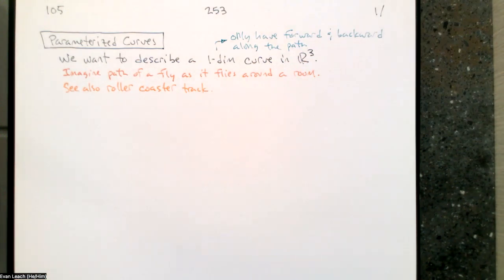So we can also imagine a roller coaster as a one-dimensional curve going through three-dimensional space. Once again, the only options on the roller coaster are forward and backward, and that counts as 1.